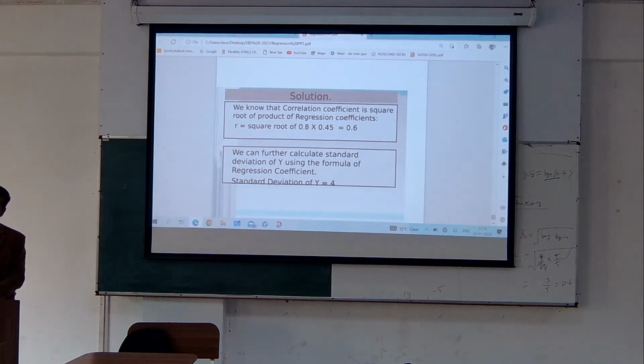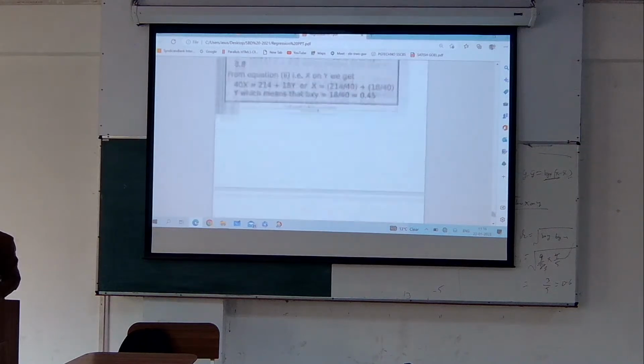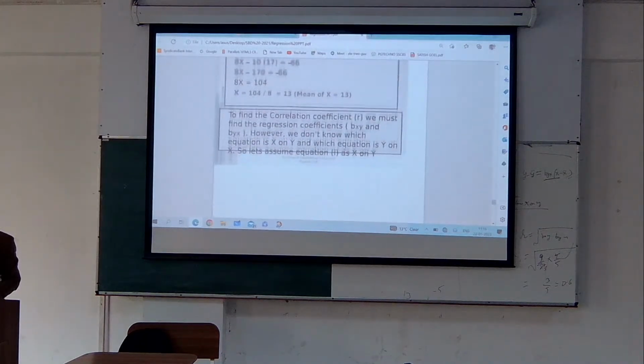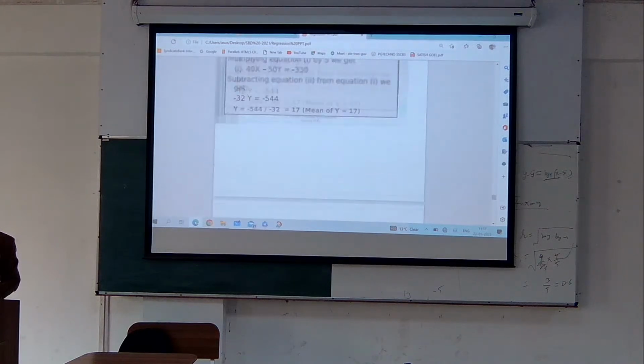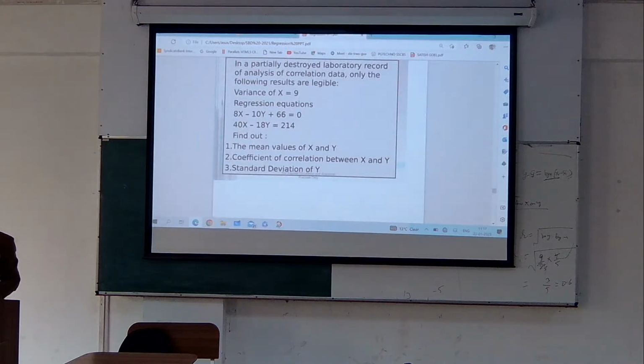So you would find out that error and you can correct yourself. This way you can find the correlation coefficient between the two equations. And the third thing which you have to find is the standard deviation of y. Now you need to find the standard deviation of y also. You have been given the standard deviation of x.